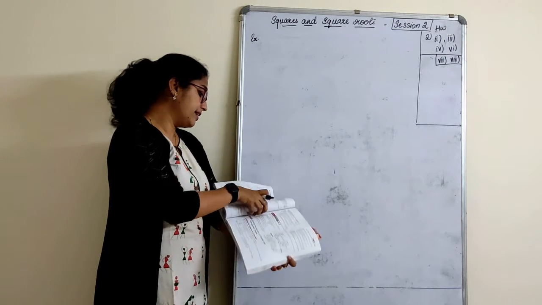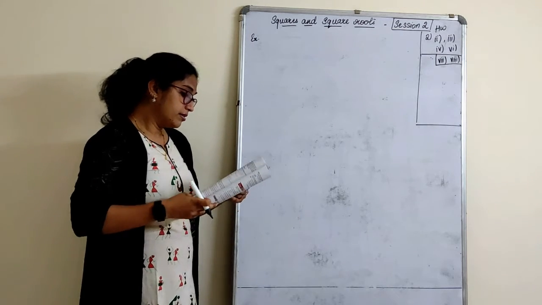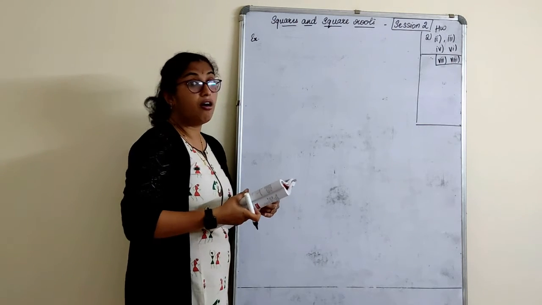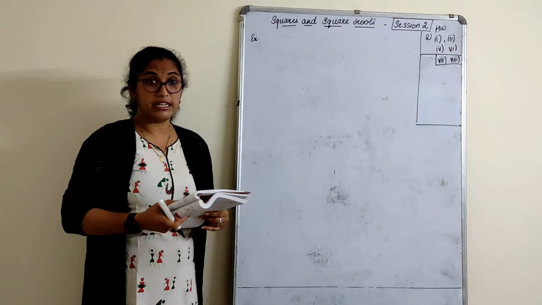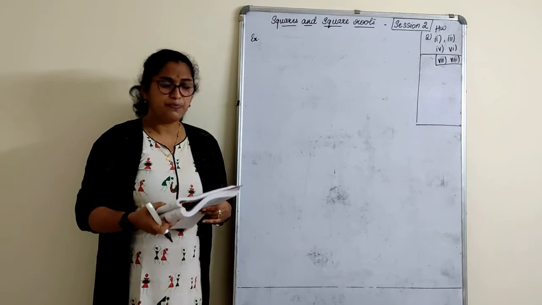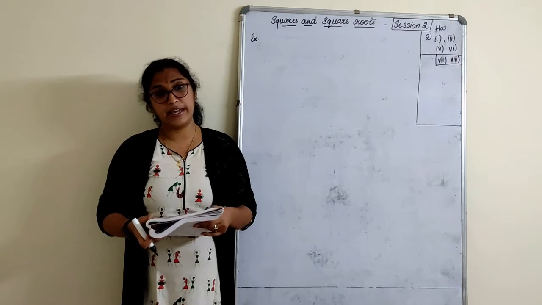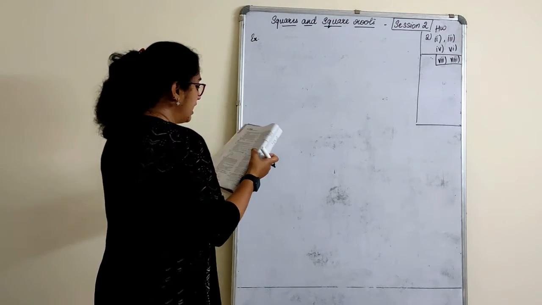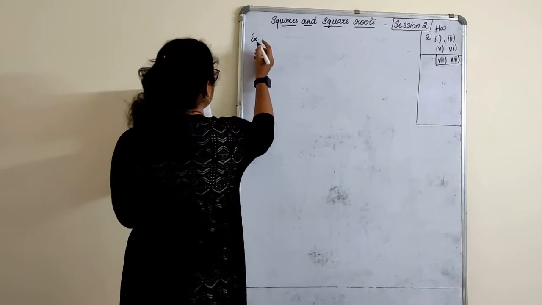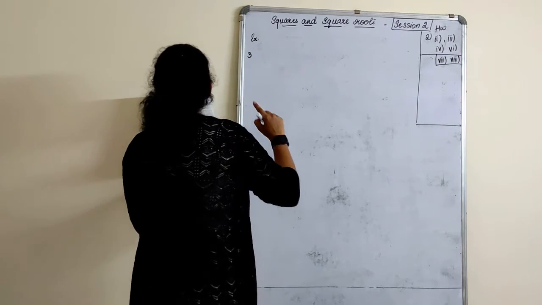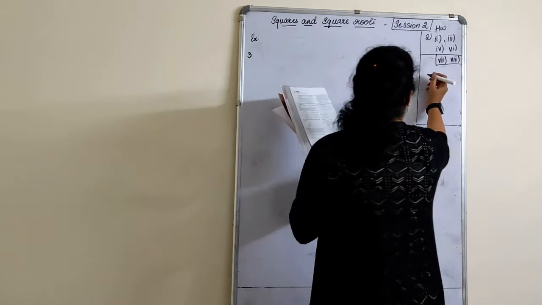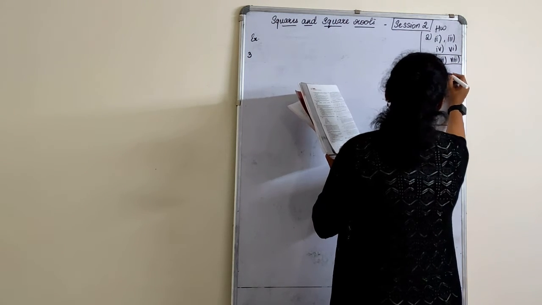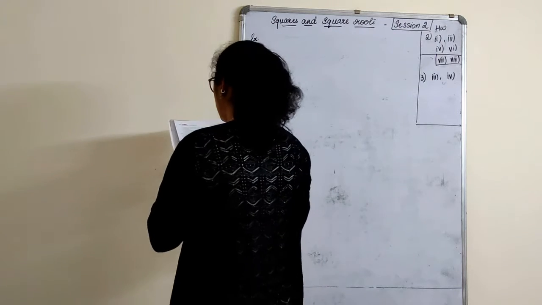So let's check the next one. What we have? The squares of which of the following would be odd numbers? Now, how do you say that? Again, this is very simple. If the given number is odd, the square is odd. If the given number is even, the square is even. So I will do one odd and one even. I will do the first and second, and you can do the third and fourth.